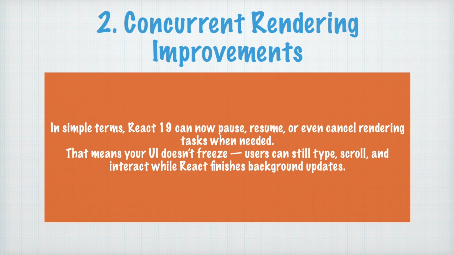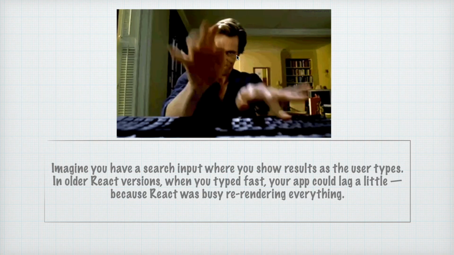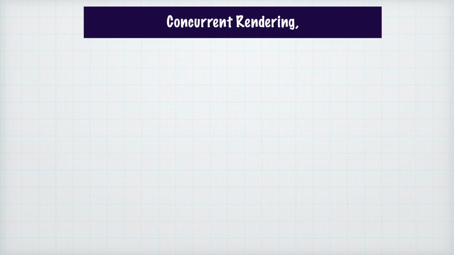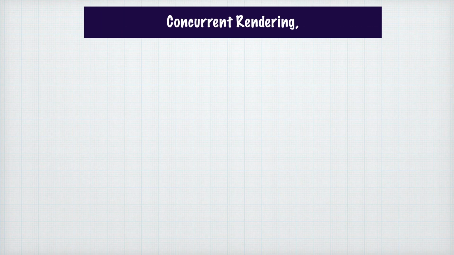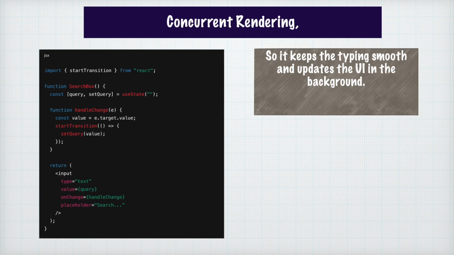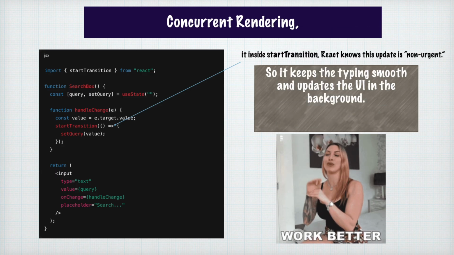Let's take an example. Imagine you have a search input where you show results as the user types. In older React versions, when you typed fast, your app could lag a little, because React was busy re-rendering everything. Now, with concurrent rendering, React can prioritize what's important, like the user typing, and delay less important work, such as updating the results list. Here's a simple code example. Normally, typing triggers re-renders right away, but when we wrap it inside startTransition, React knows this update is non-urgent, so it keeps the typing smooth and updates the UI in the background. The result? A much smoother, faster, and more responsive experience, even in complex UIs.